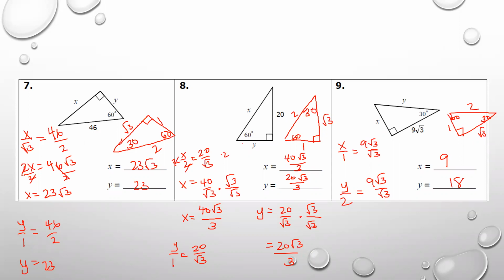When you set up your proportions, you should have said x over 1 equals 9 root 3 over root 3. But anything divided by itself is 1, so those actually cancel, leaving you with just 9. And if you didn't recognize that, you could type it in your calculator if you wanted to. You would put 9 root 3 in the numerator, root 3 in the denominator, and your calculator would say it's just 9. For y, you'd say y over 2 equals 9 root 3 over root 3. Well, those root 3's would cancel out. And so this is really 9 over 2, or y over 2 equals 9. Multiply both sides by 2, and there's your 18.